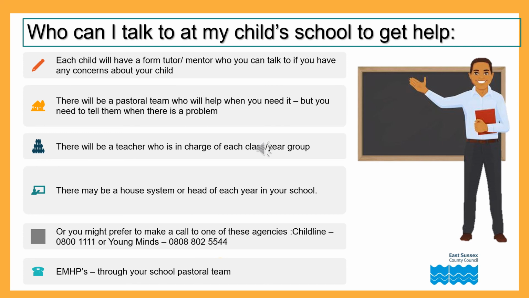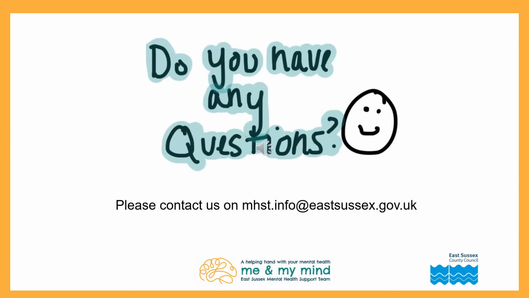It's also worth bearing in mind that schools may have access to other services. They may have counselling available, they may have groups that are run, and these might be things that your child could benefit from as well. So opening up this dialogue is a really important first step. If you do want to make contact with a different agency, such as Childline or Young Minds, to seek some support, that's absolutely fine. And we've listed the numbers again here on this slide if you want them.